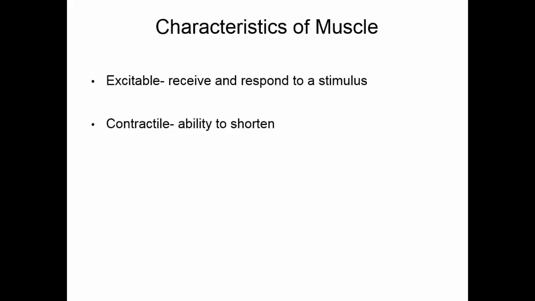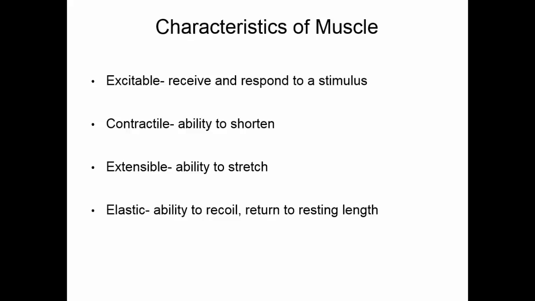Muscles have four basic characteristics. First of all, they're excitable. They're able to receive and respond to stimuli from the nervous system. Second, they're contractile. They can get shorter. Third, they're extensible. We can stretch them, but the really neat thing about them is they're elastic. We can shorten them, we can stretch them, but they're able to recoil and return to their resting length.